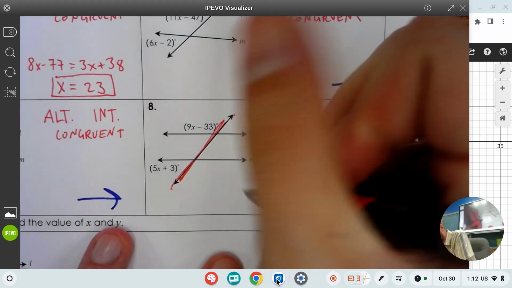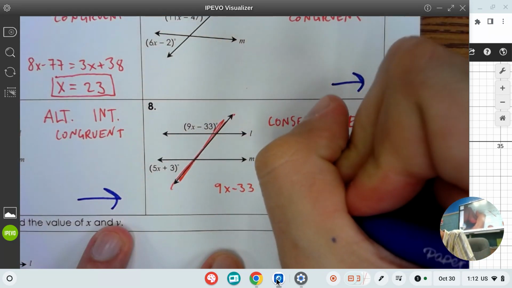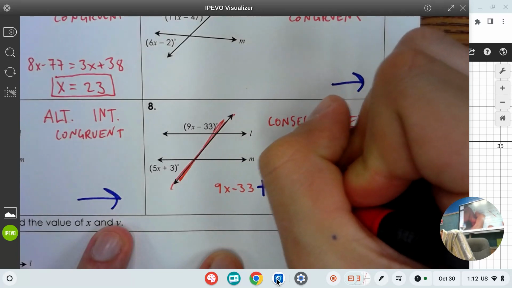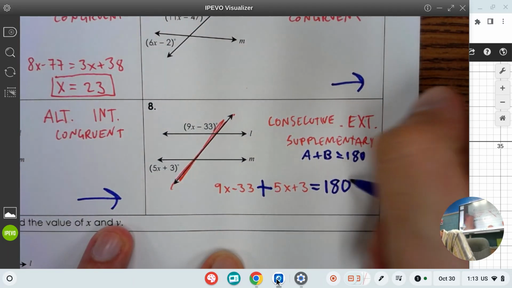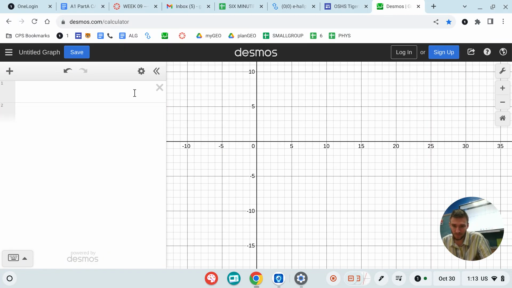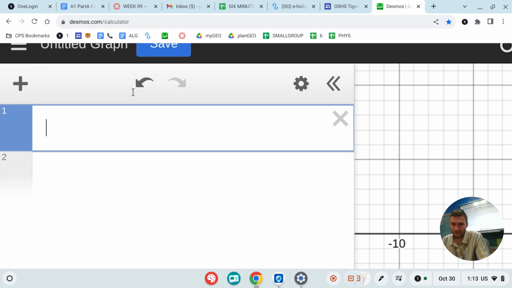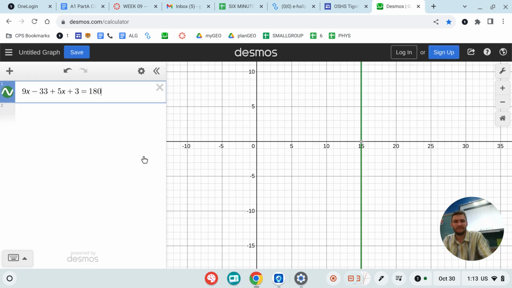And so set it up with the 9x minus 33 plus 5x plus 3 equals 180. Go to DESMOS. I'll zoom in so we can be extra sure we're typing in right. 9x minus 33 plus 5x plus 3 equals 180. Now we'll zoom out and find out where that is. 15. I got my x equals 15.